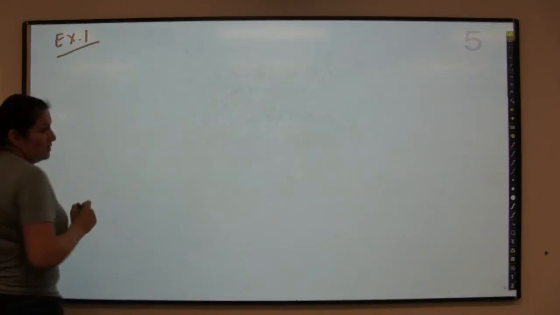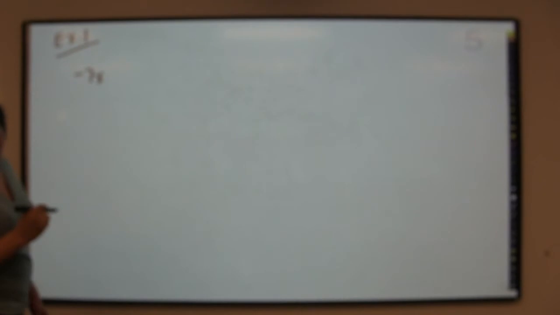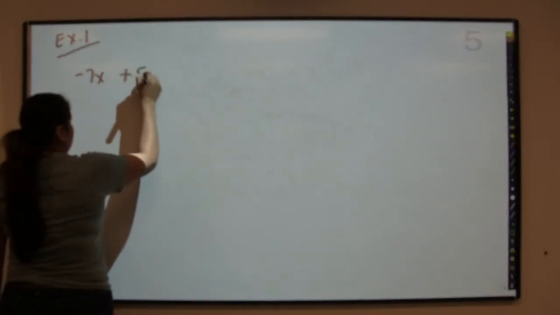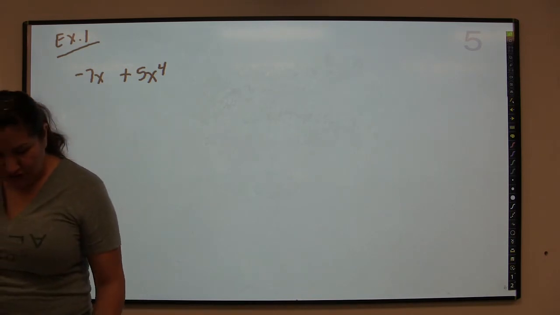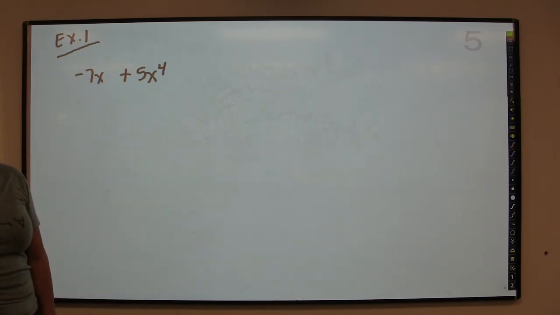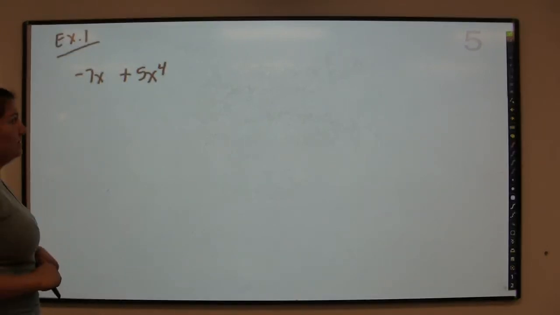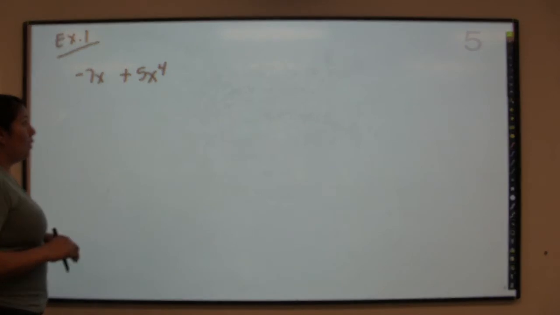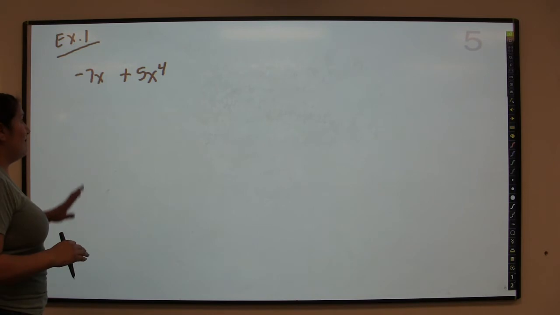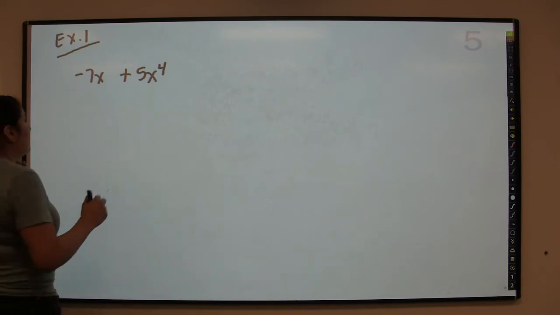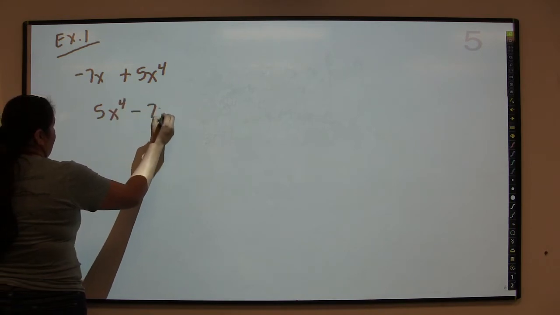Example 1 here is going to be negative 7x plus 5x to the 4th. Now in this particular example, the directions ask us to write the polynomial in standard form and then to classify it by degree and number of terms. So standard form would require us to have the highest exponent first, and as we can see, that's not the case in this problem. So we need to rewrite this as 5x to the 4th minus 7x.